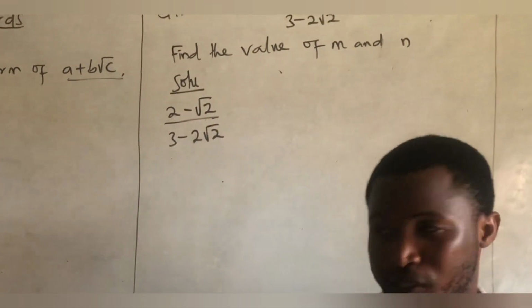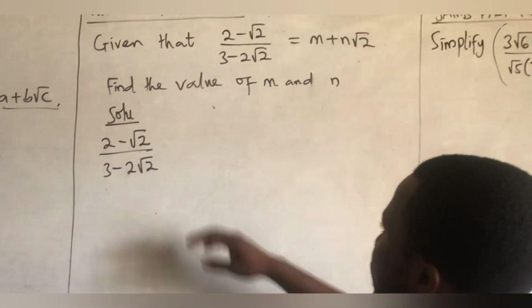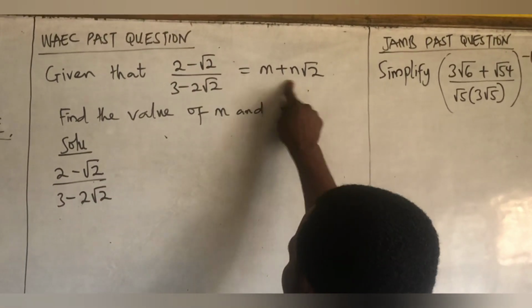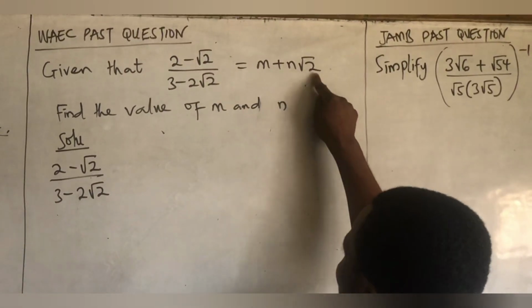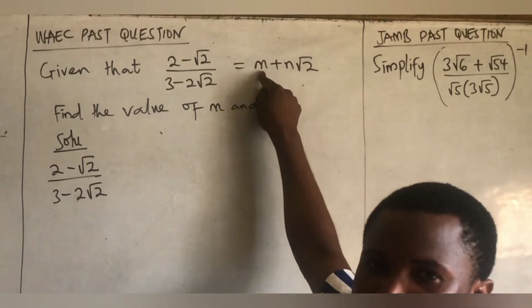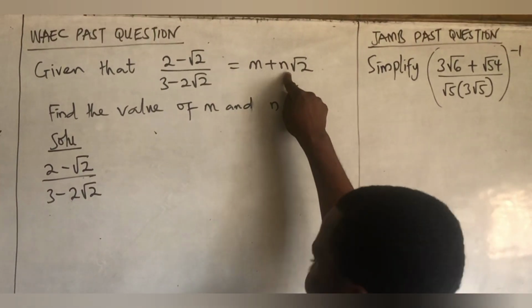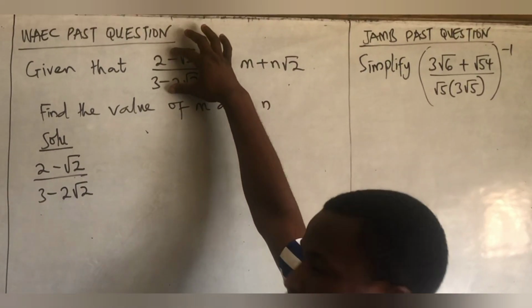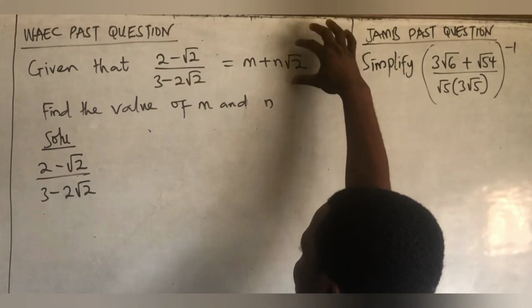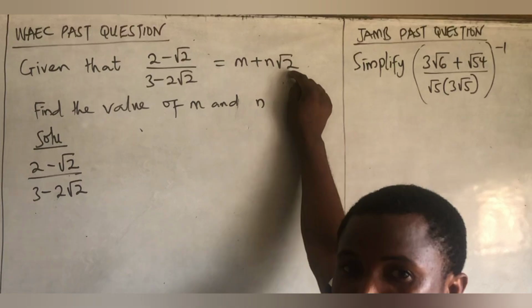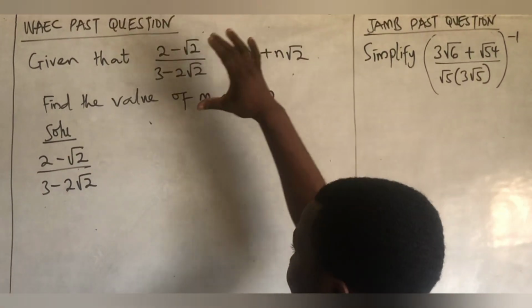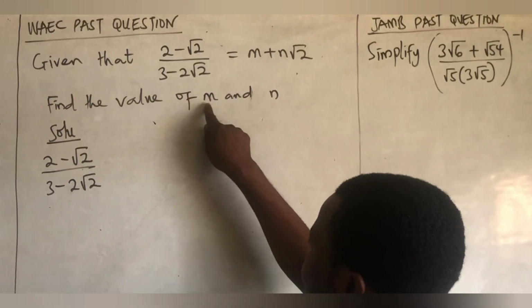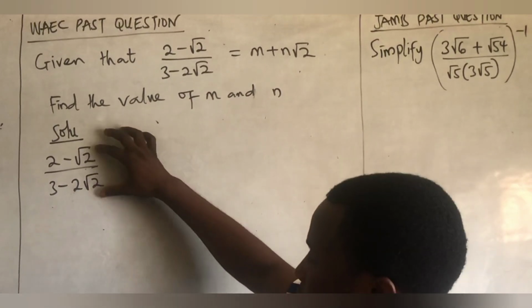Okay, we have another question here. It says, given that this is equal to this, now you say m plus n root 2. That means m is an unknown value and n is another value. But after you solve this, your answer will be in this form. And don't forget that your final answer will be in root 2. So the assignment here is that you solve this one first, and after that you find the value of m and n.